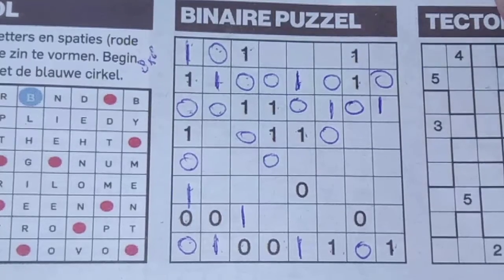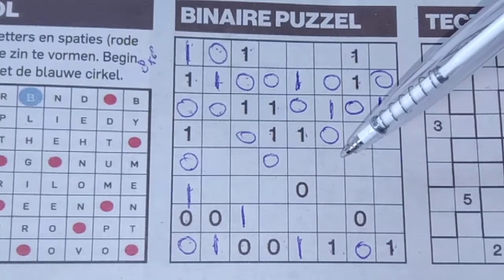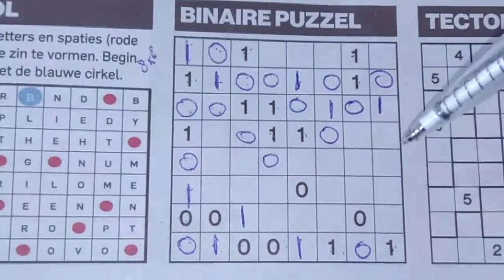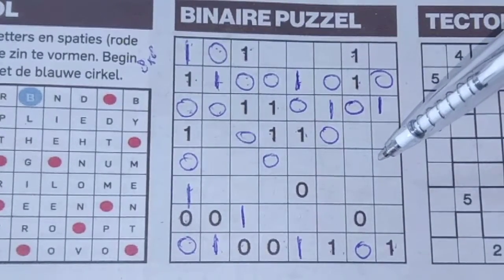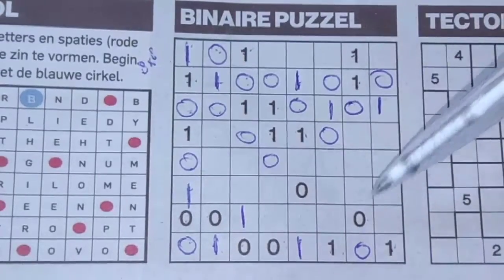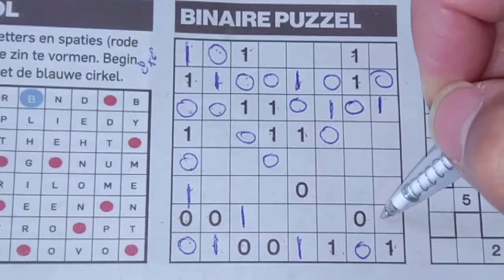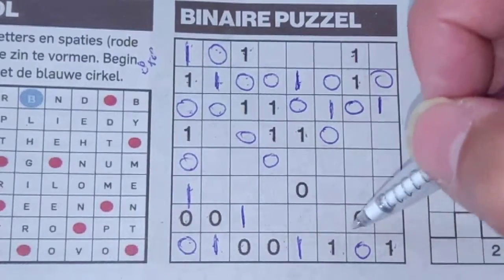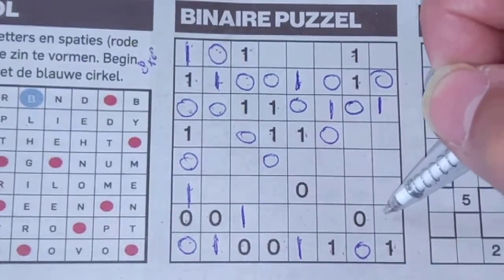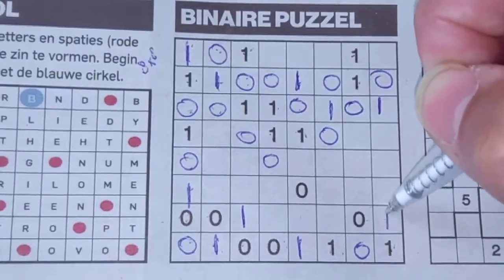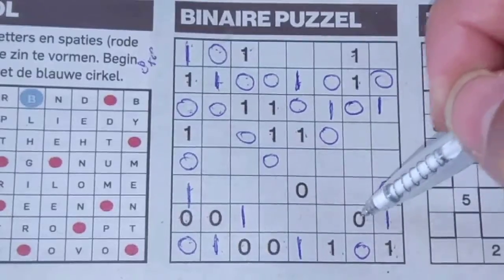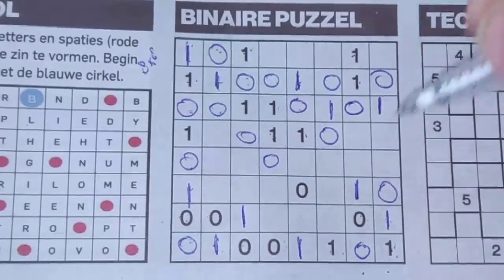Then let me see. We have here 3 O's. If I place the 4th O here, then we have 4 ones in a row, not allowed. So this cannot be an O, this should be an 1. Double 1 here and O, there and O. Double O here and 1, there and 1.